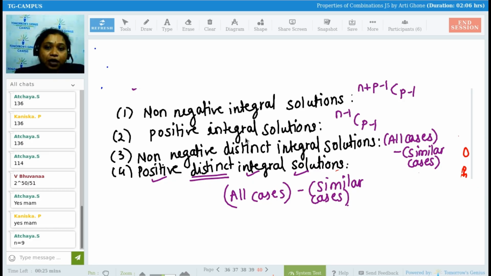Likewise, we can create a number of questions. X plus Y plus Z plus T is equal to 49. This is also one question. Clear? So a number of questions can be created based on integral summation or integral solutions. You just have to be clear with the wordings.